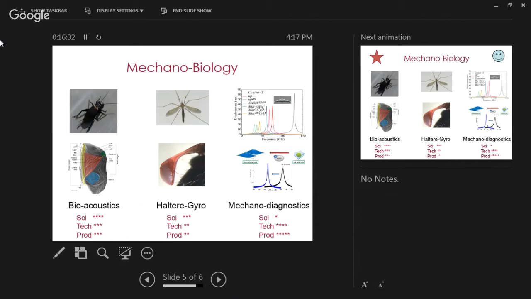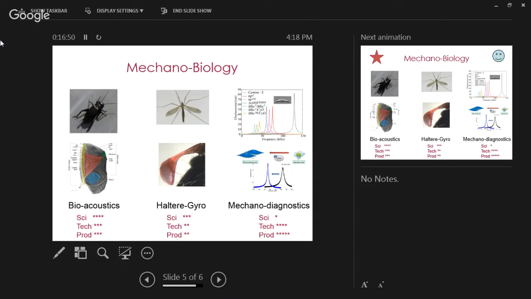And these are all mechanical filters. So we are trying to learn that technology from nature so that we can create our own speakers, which will be extremely selective.